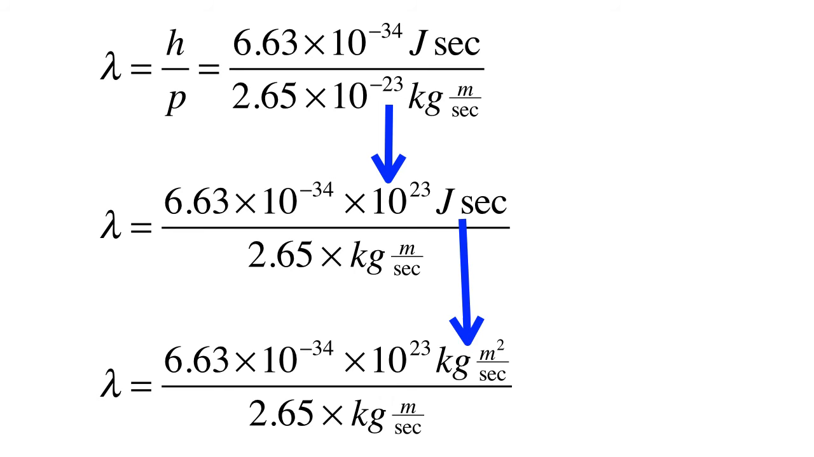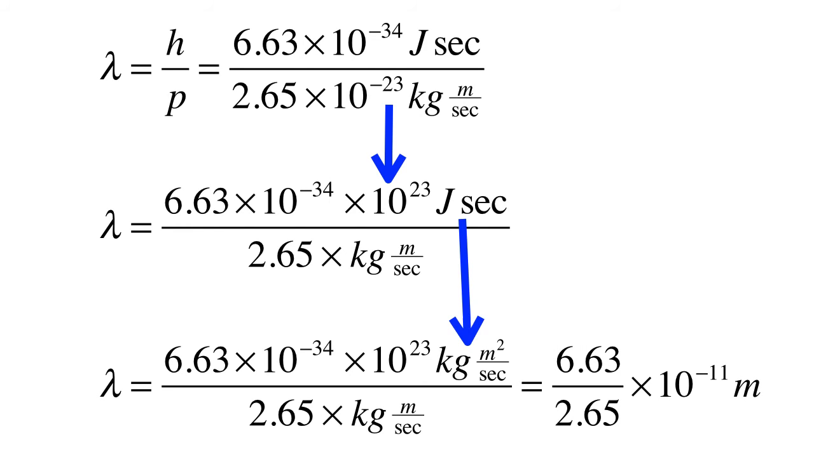This is how you do it on pencil and paper if you don't have a calculator. And so there's your answer, 6.63 divided by 2.65, and then times 10 to the minus 11. And the answer is in meters.